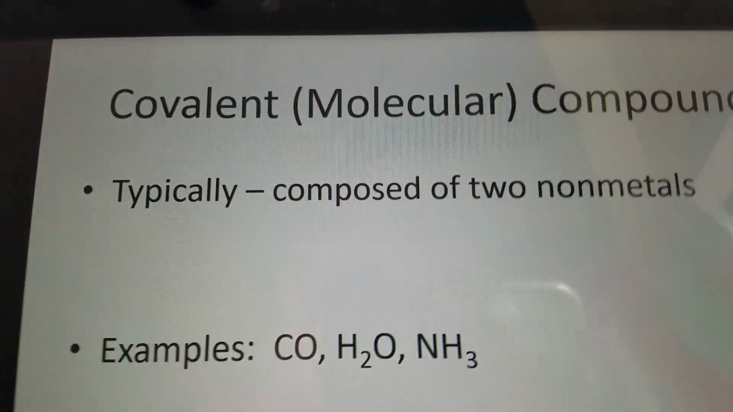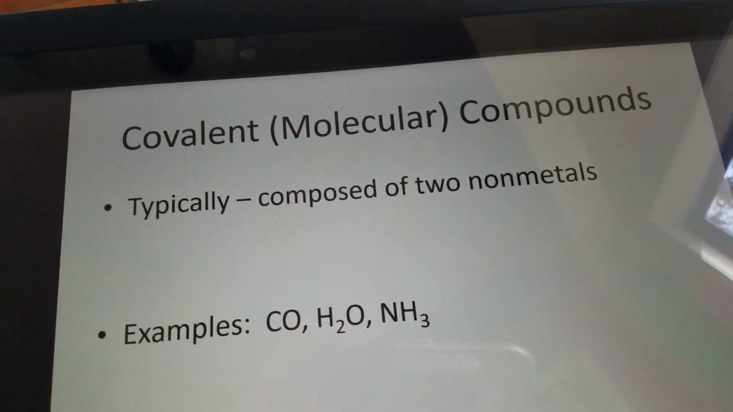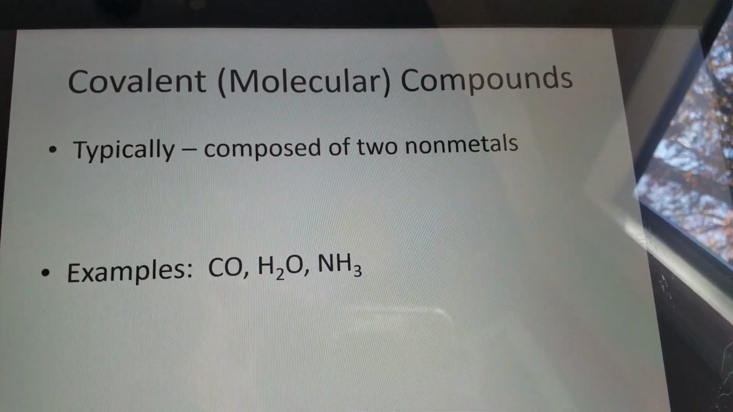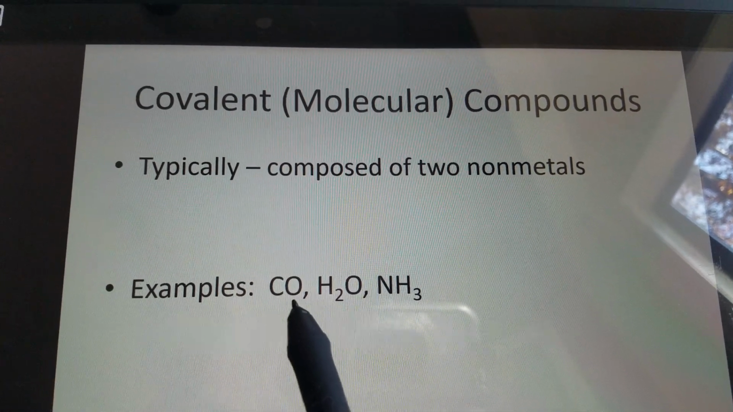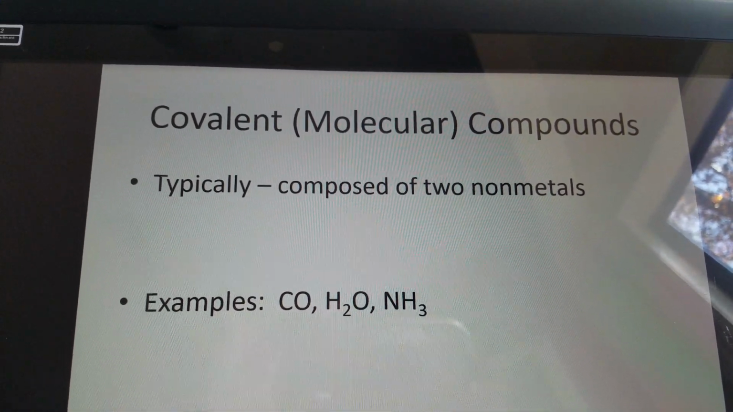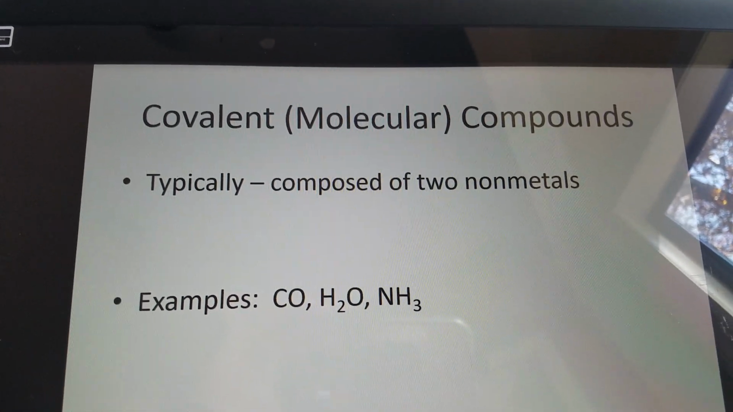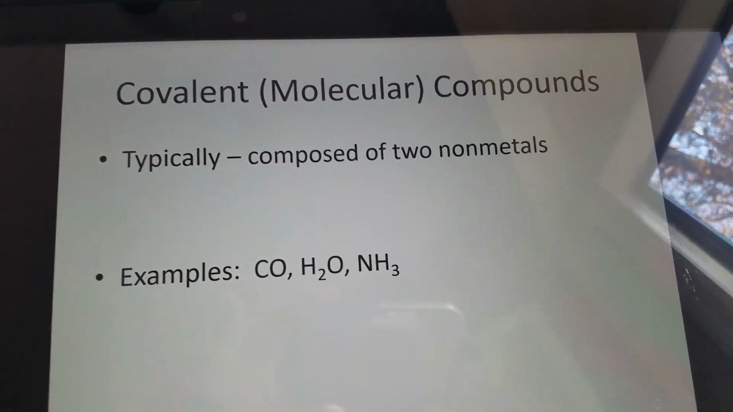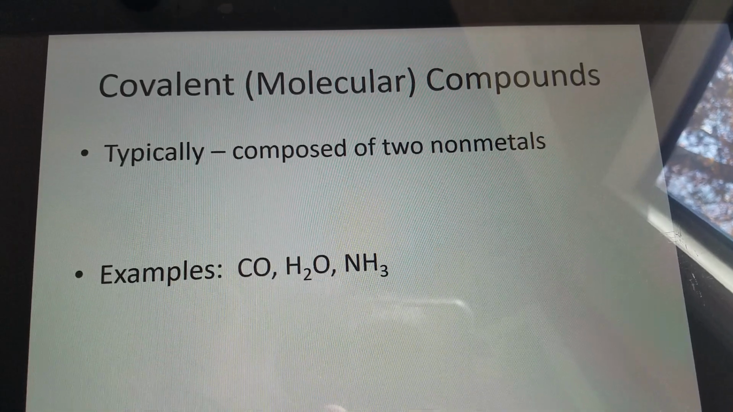Our second kind of compounds are called covalent compounds. These are typically made up of two nonmetals. So here you have two nonmetals in each of these various types of compounds. These are also referred to as molecular compounds. We're going to do these after we do ionic compounds, however.